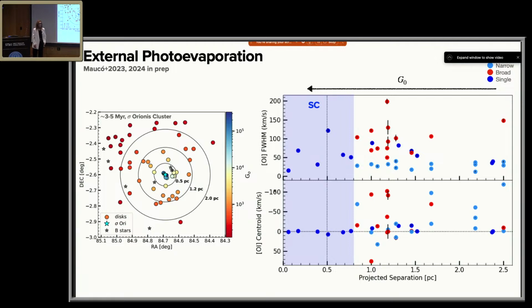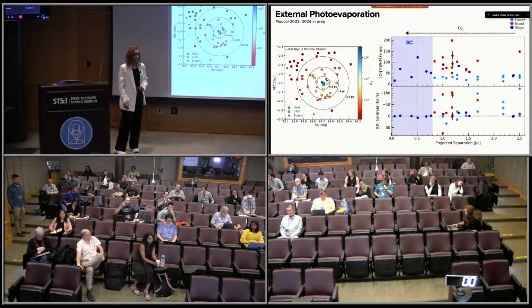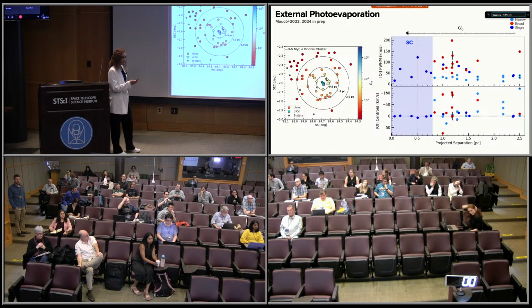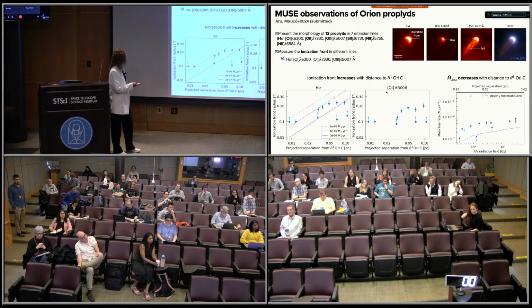Thanks. Very nice. I have two quick questions. One is in the plot where you're measuring the mass loss rates of the proplyds, how are you actually observationally measuring the mass loss rates?